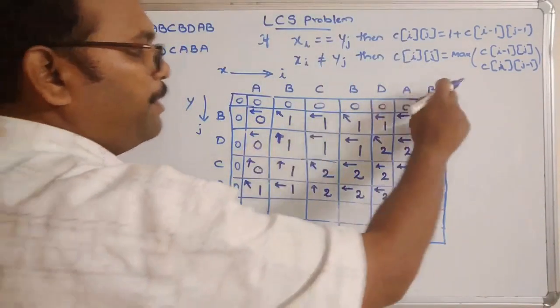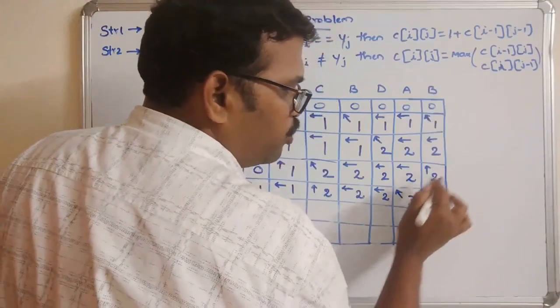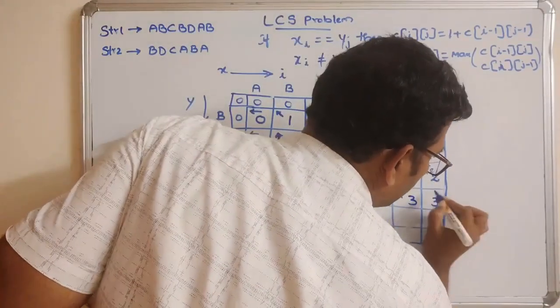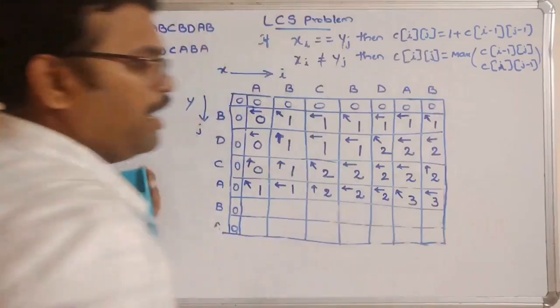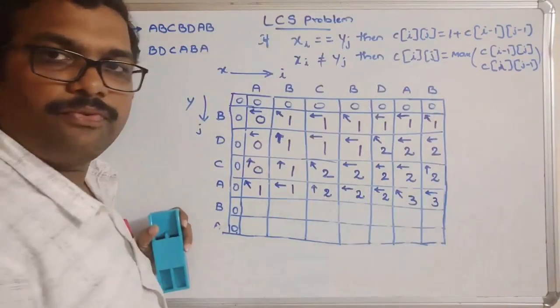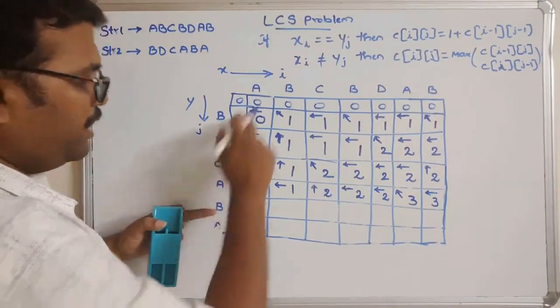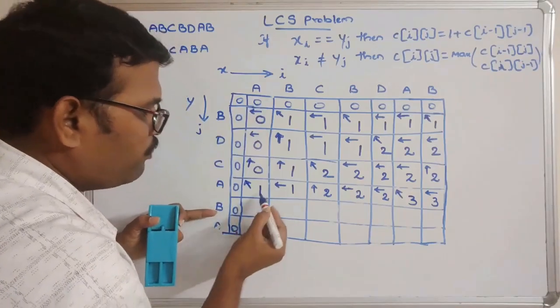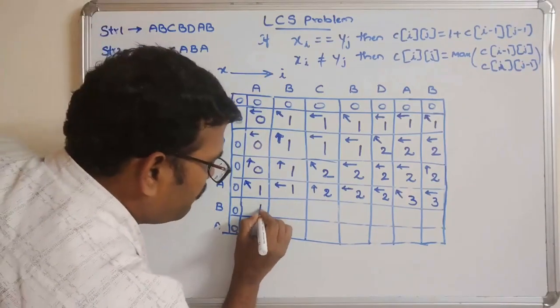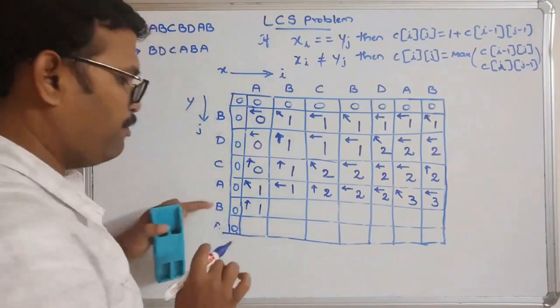And next, A and B both are unequal. Among these diagonal 2 and 3, we have to consider the maximum. So I am considering 3, and that we got from the left side cell. And B and A both are unequal. So 0 and 1, we have to consider the maximum. I consider the maximum, and we got this one from the upward cell.